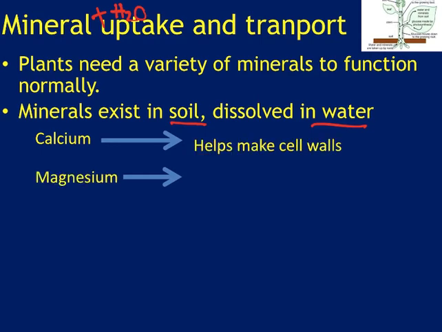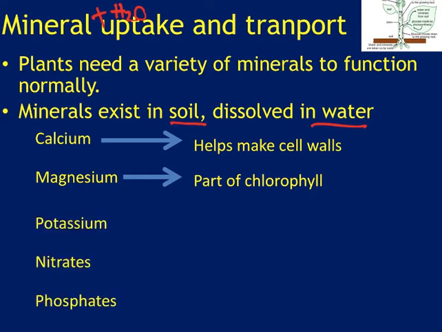And magnesium is for my tomato growers. If you grow tomatoes and they're deficient in magnesium, your leaves go yellow, so you have to add more magnesium into your feed. Magnesium is responsible for making chlorophyll. Now there are other minerals in there, potassium, nitrates, phosphates, they're all required, but these two are specific to our chapter 3 biomolecules.